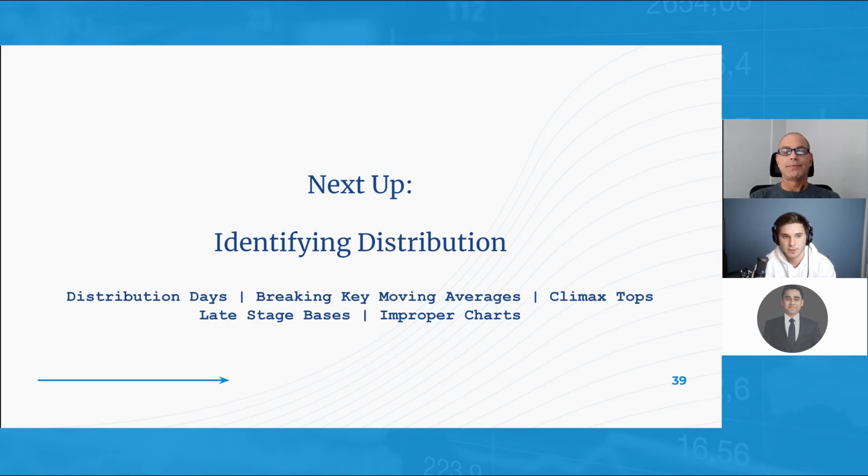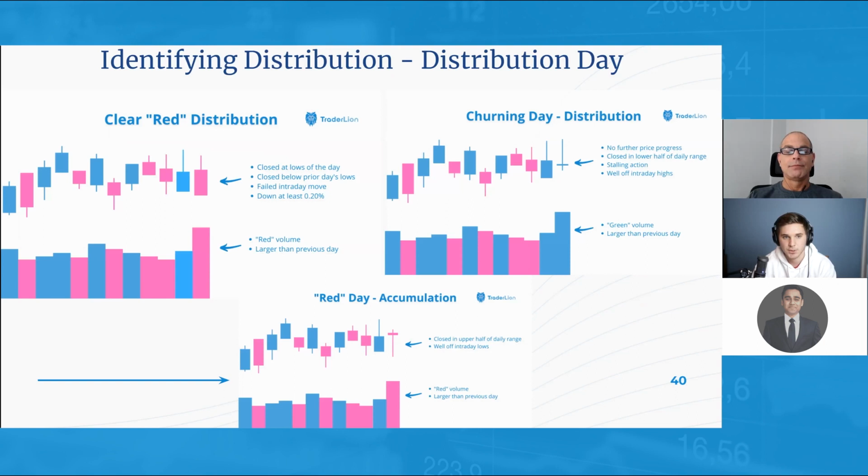And I think we're going to be talking about distribution days to kick things off. So in this slide, we are going to talk about distribution. Distribution is simply when either the NASDAQ or the S&P 500 closes down at least 0.20% on more volume than the prior day. Volume doesn't have to be above average.